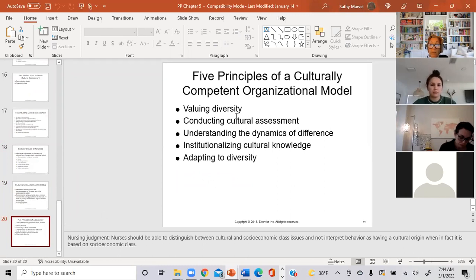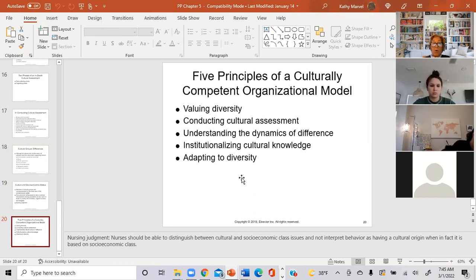And lastly, 5 principles of a culturally competent organization. Here's how you want your organizations to function. If you're going to be a culturally competent organization, here's what you want. You want to value diversity. You want to be able to conduct a cultural assessment. You need to understand the dynamics of the different cultures. Institutionalizing cultural knowledge and being able to adapt to diversity.